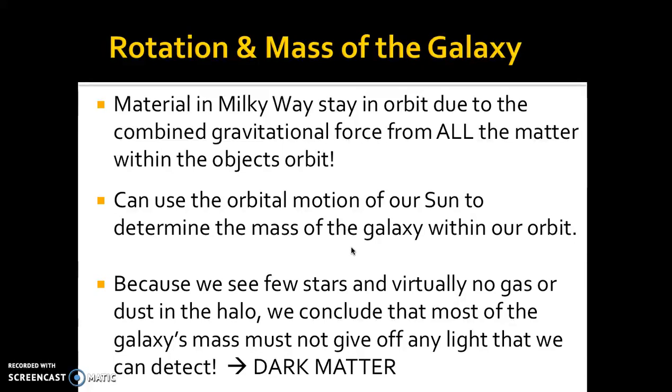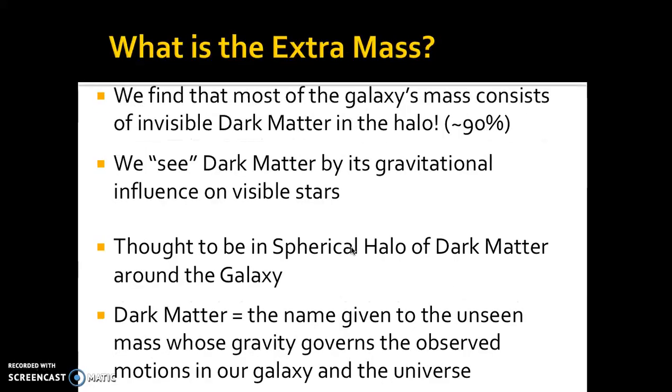But instead, those calculations of how much mass should exist between our sun and the center is too big compared to what we visually see. So therefore, the extra mass, we must not be able to see at all. And that's what we call dark matter. We find that most of the galaxy's mass consists of what we call invisible dark matter in the halo. About 90% of the mass of the galaxy is this dark matter.